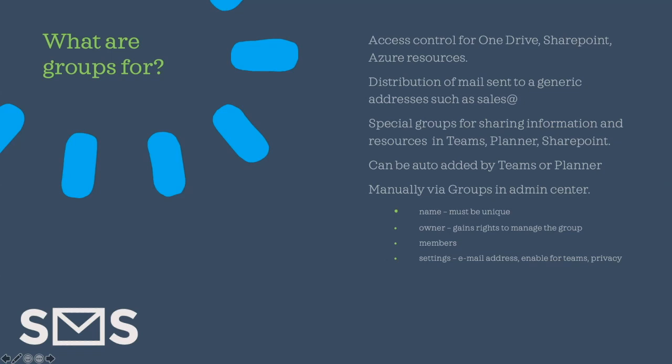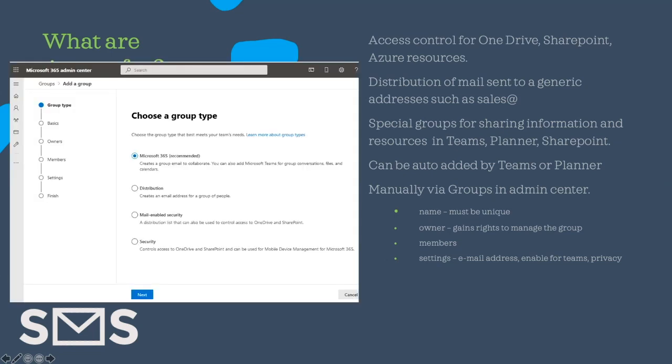So groups are, at the most basic level, a container of users that have common needs and they come in 4 variants. Mouse click, please. So on screen, we can see the 4 types. So, for example, as you can see, a security group is used with OneDrive or SharePoint to lock down file access and can also help with mobile device management. Similarly, a distribution group is used to deliver email sent to a generic address such as sales@ to a group of people. Mouse click, please.